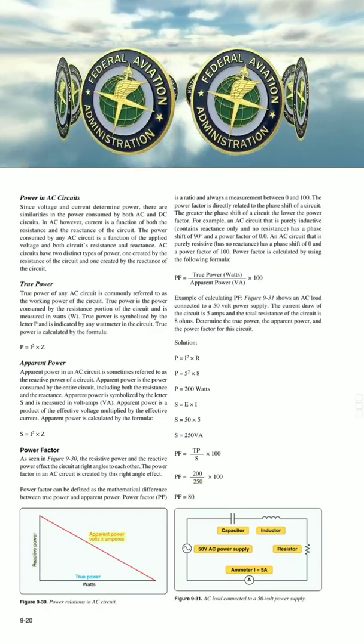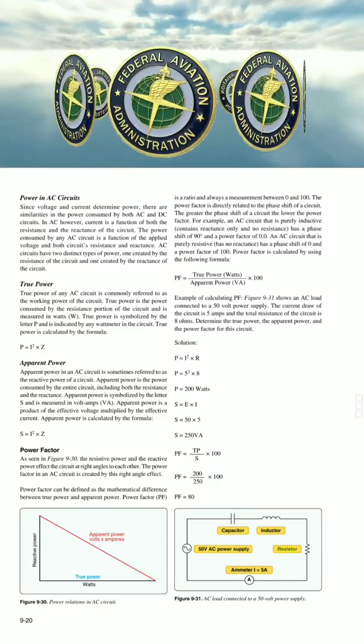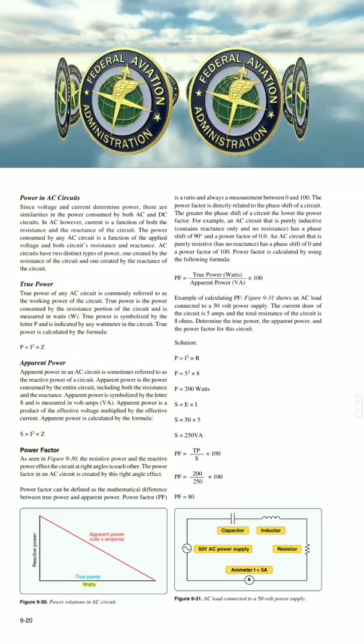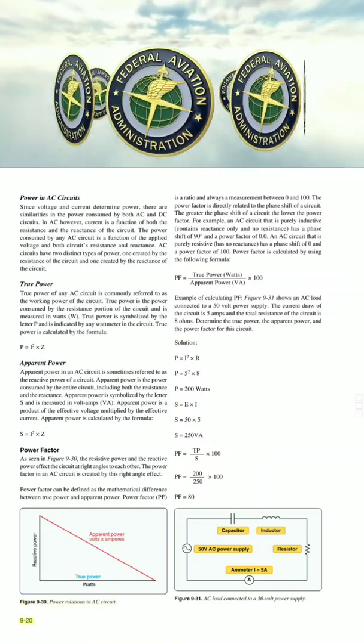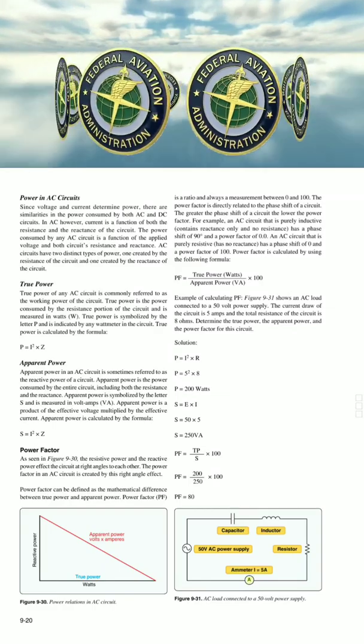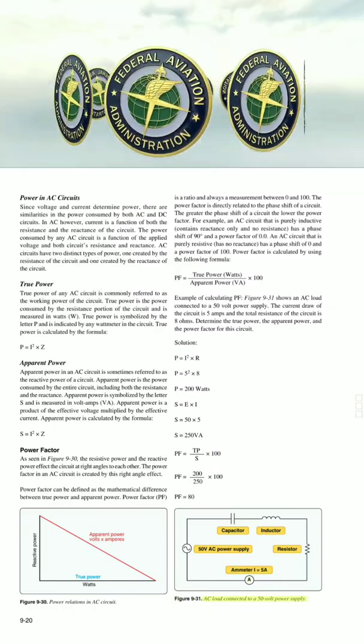Reactive power. Apparent power, volts times amperes. Capacitor, inductor. 50 VAC power supply. Resistor. True power, watts. Figure 9-30. Power relations in AC circuit. 9-20. Ammeter, I equals 5 A. Figure 9-31. AC load connected to a 50 volt power supply.